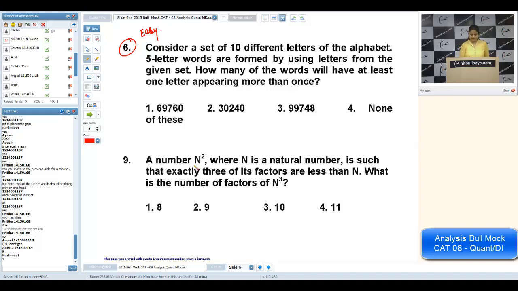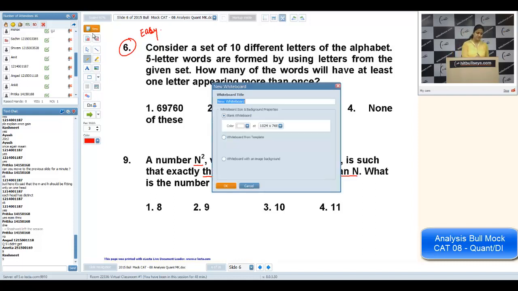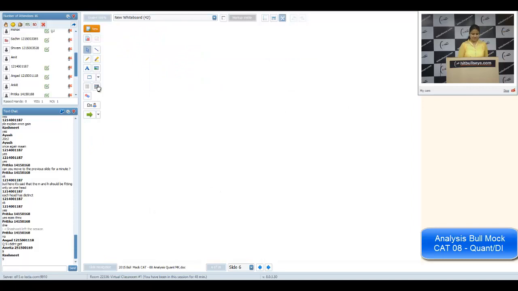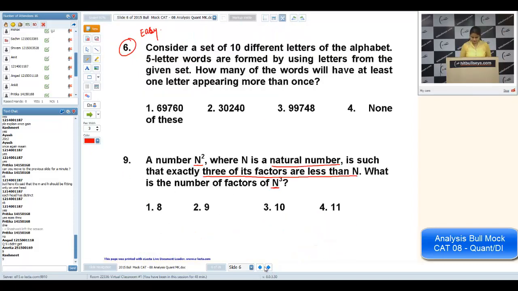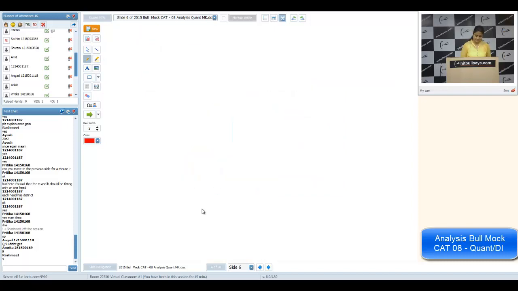A number n square, where n is a natural number, is such that exactly 3 of its factors are less than n. What is the number of factors of n cube? So we want to find the prime factorization for n. Before explaining this question, once again, I'm taking a smaller example. See, we are talking about n square. It says a number n square is such that exactly 3 of its factors are less than n. I'm taking the same condition now.